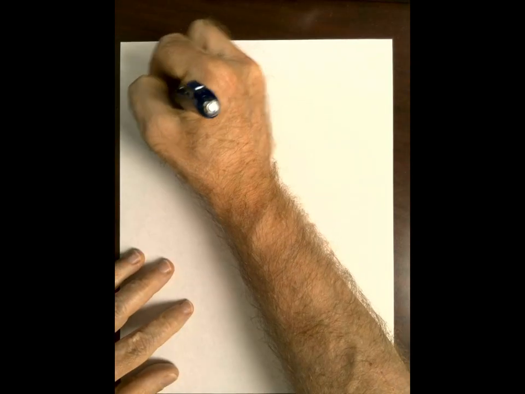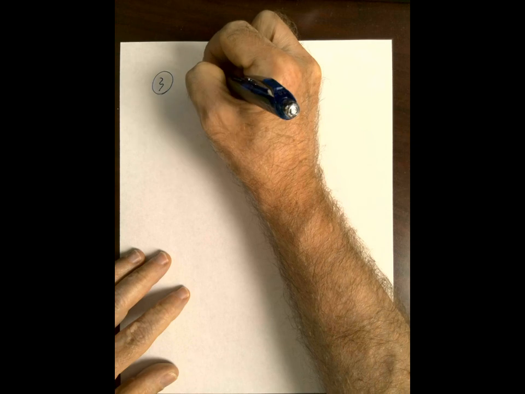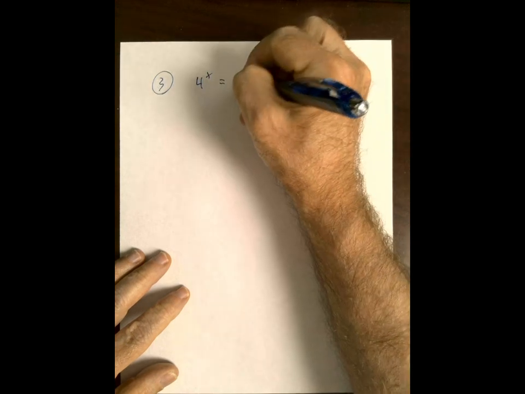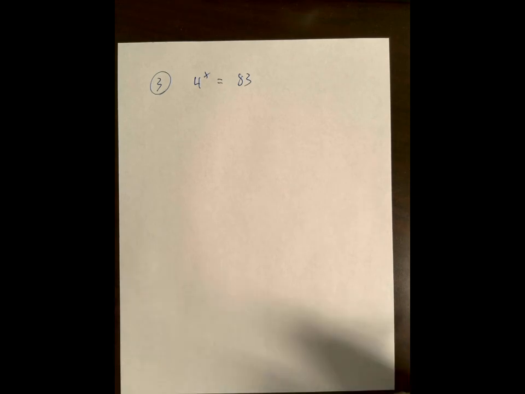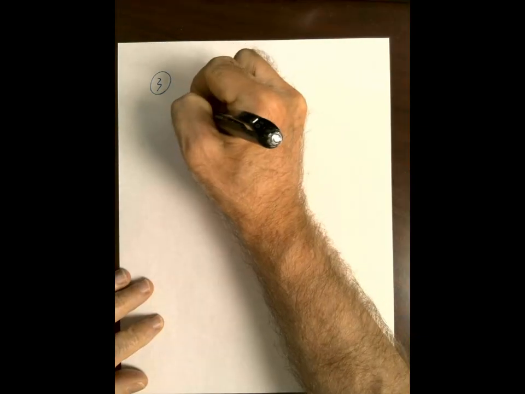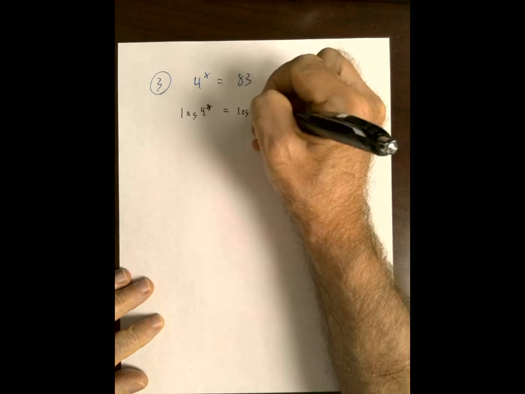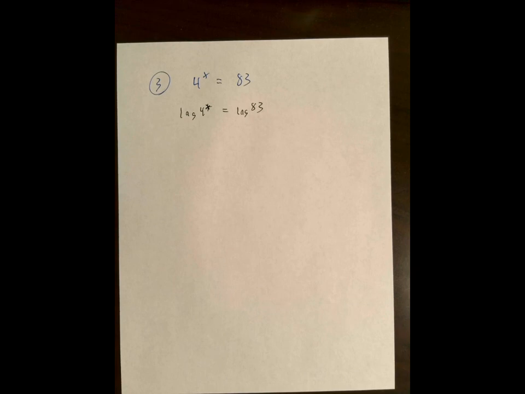So, we just had example 2. Example 3: what if we had something like 4 to the x is equal to 83? Again, 4 is not an even power of 83, so we can't just cancel out the base. So what we're going to do is log both sides, like this. Log of 4 to the x is equal to log 83. Now, strictly speaking, we can use any log base we want, but log base 10 is convenient because it's on our calculators.